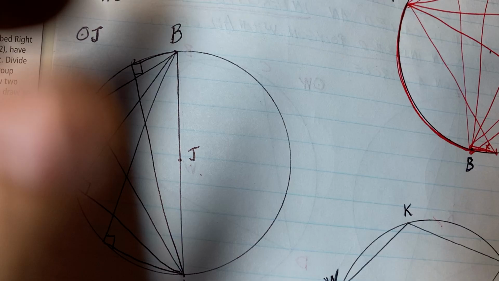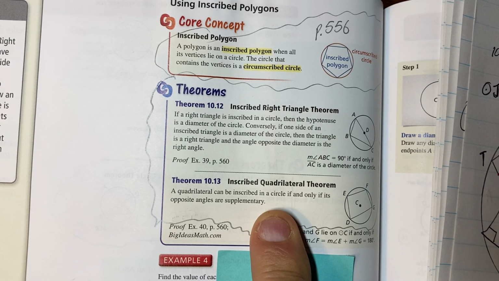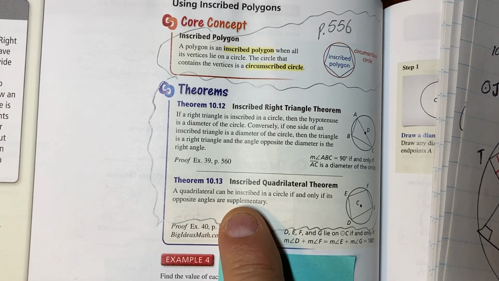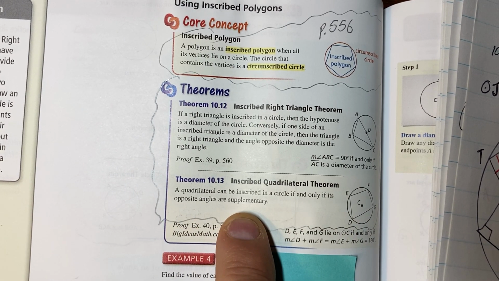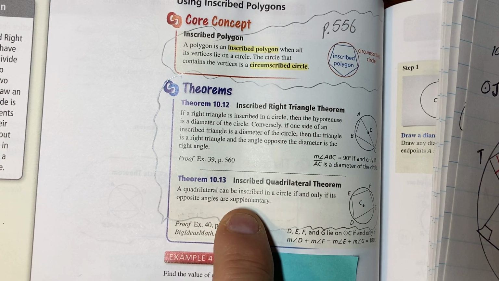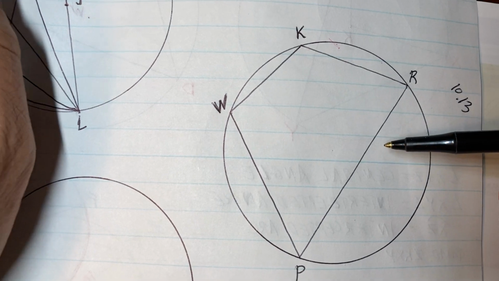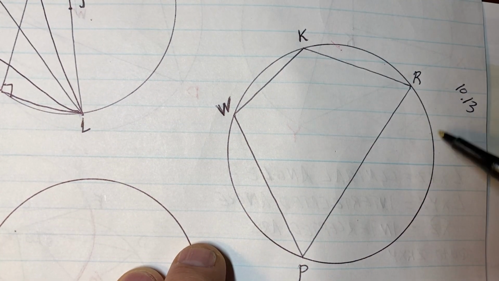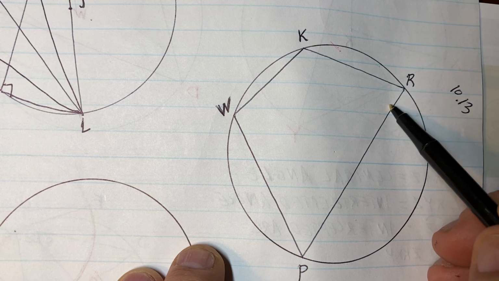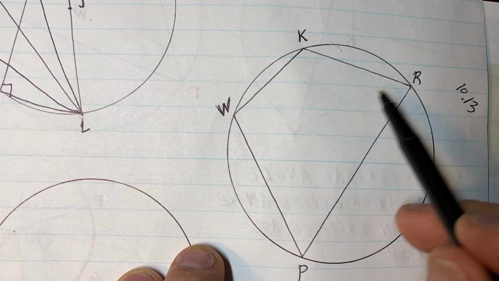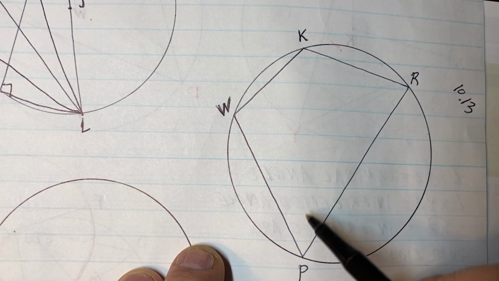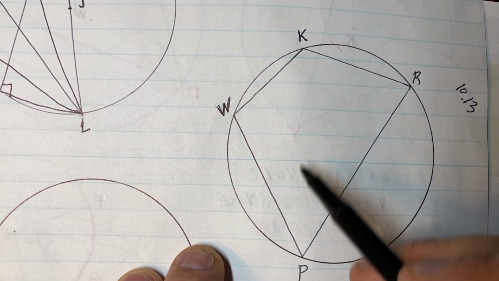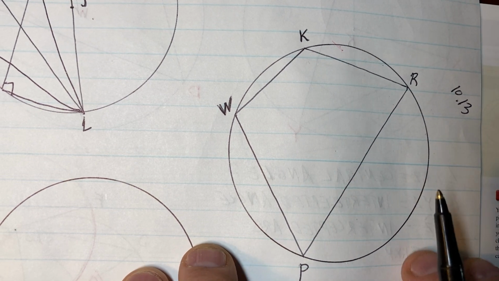Next one, this is the last one you have, the inscribed quadrilateral theorem. A quadrilateral can be inscribed in a circle if and only if its opposite angles are supplementary. Opposite angles are always going to be supplementary. Here's a quadrilateral inscribed in a circle. That means these two angles are supplementary; they add up to 180. Here's another set of opposite angles. These two angles will also be supplementary; they add up to 180. Always. That's what you have to keep in mind.